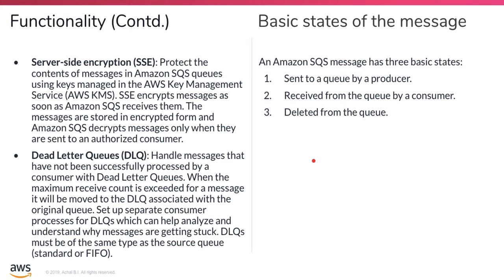The basic states of messages are, there are three basic states. One is you send to a queue by the producer, you receive the message from the queue to the consumer, and the next state is you delete the message from the queue. So the message goes through three different states: from the producer to the consumer, and a state where it gets deleted.